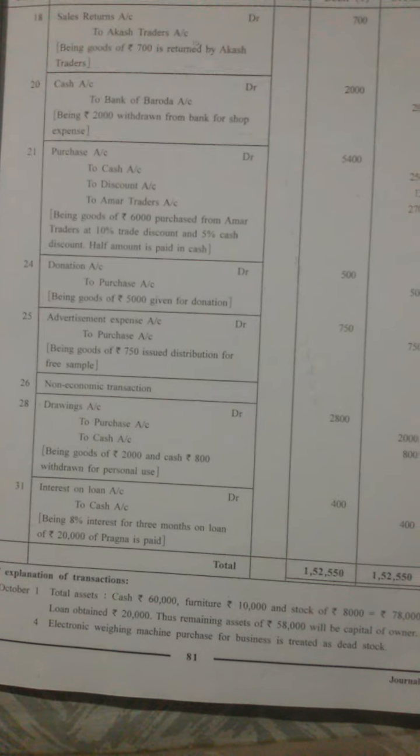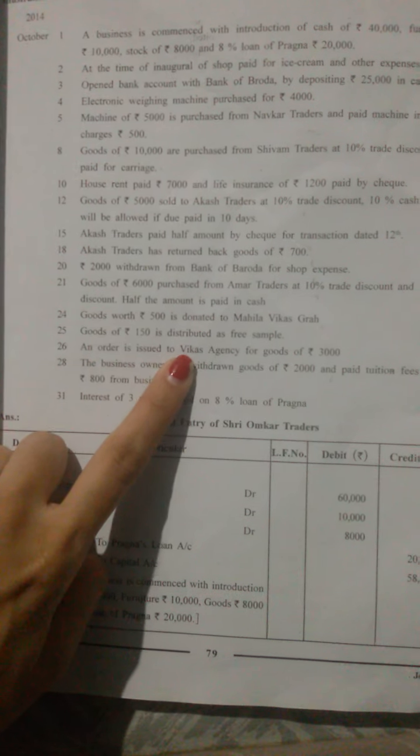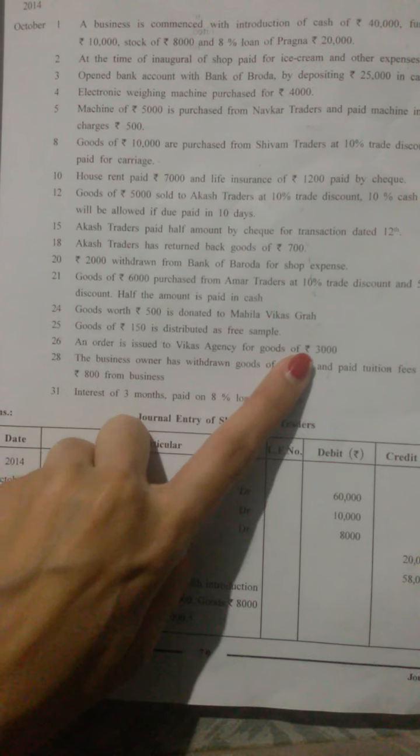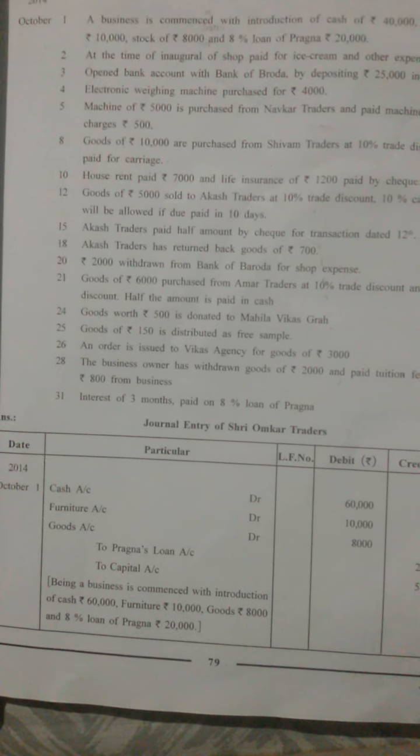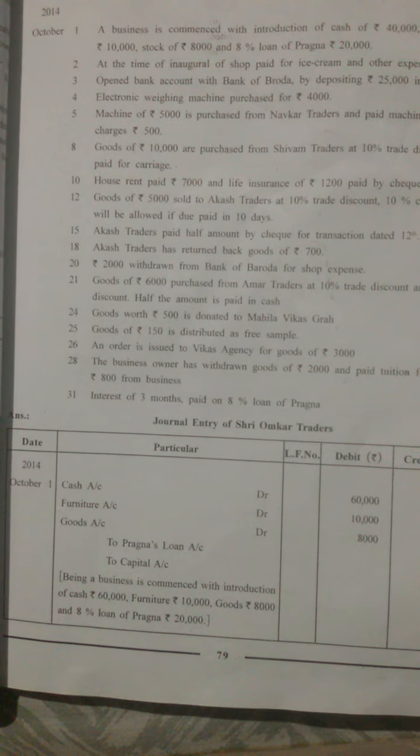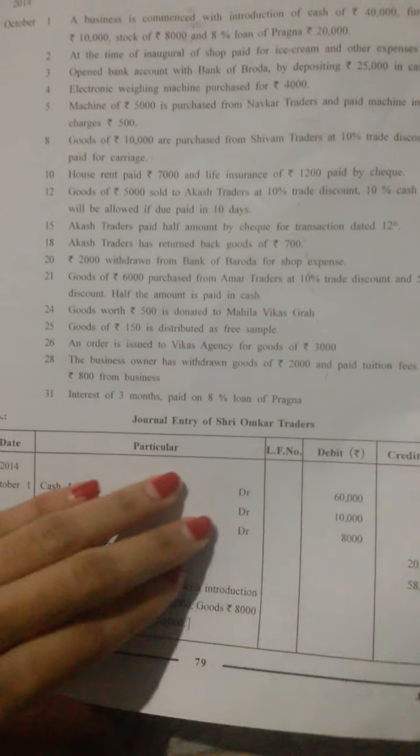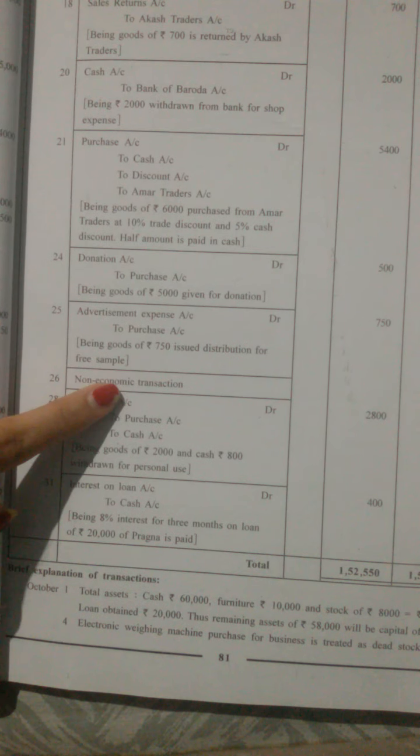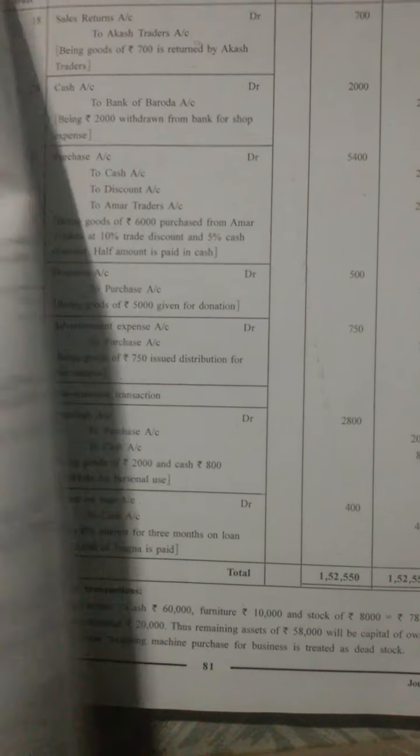For the next journal entry, an order is issued to Vikas Agency for goods of rupees 3000. In this transaction, only an order is placed. It is not purchased. Therefore, it is called a non-economic transaction. No entry would be passed. You just have to write the non-economic transaction.